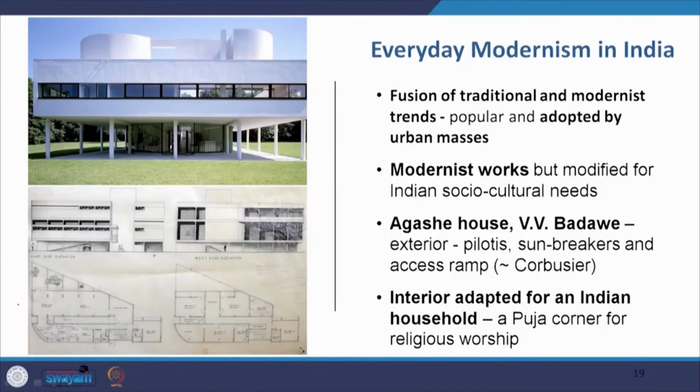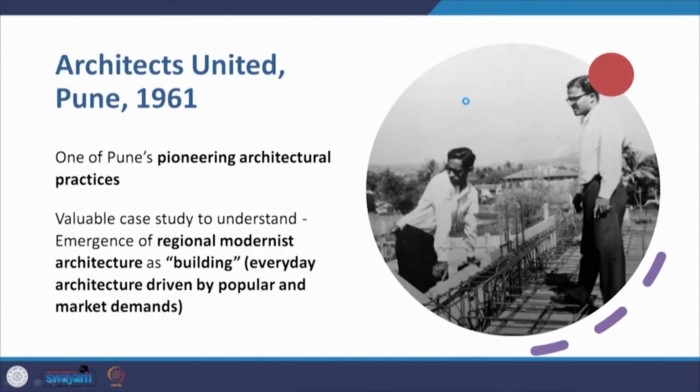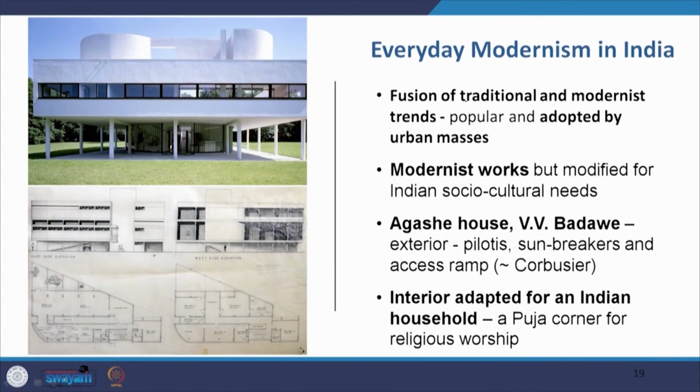Let's take this example. The fusion of traditional and modernist trends happened. See, the amazing thing was, not being iconic architects, these people still understood what they had to do, and they merged traditional and modernist. They were popular and adopted by the urban masses. Modernist works were modified for Indian socio-cultural needs. For example, this is the Aghase house, again by V.V.